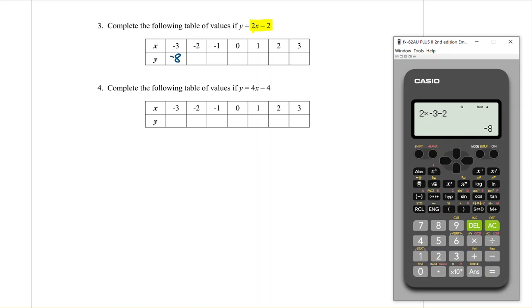Type in the next one. So you can retype the whole thing, or you can just use your back arrows. The only number that's going to change is that -3, and I want it to be a -2 now. And it gets -6.